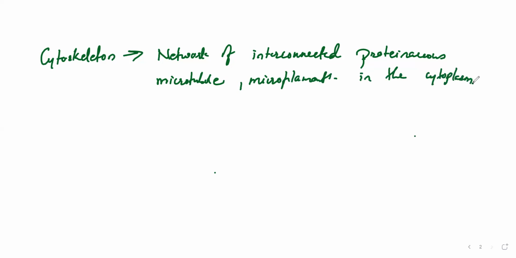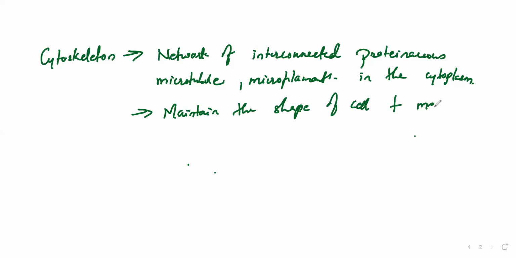So whenever there is an interconnected protein network of microtubules or filaments in the cytoplasm, then that entire network is known as what? Cytoskeleton. The main function of the cytoskeleton is what? To maintain the shape of the cell, plus it provides what? Mechanical support.